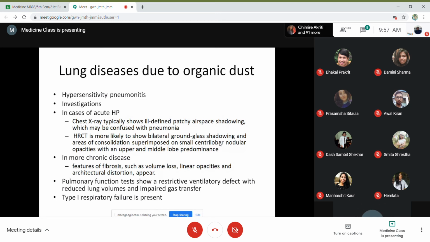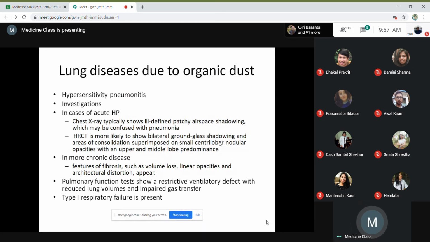The other test that we can do is the pulmonary function test, which shows a restrictive ventilatory defect. Type 1 respiratory failure may also be present when you do the ABG.